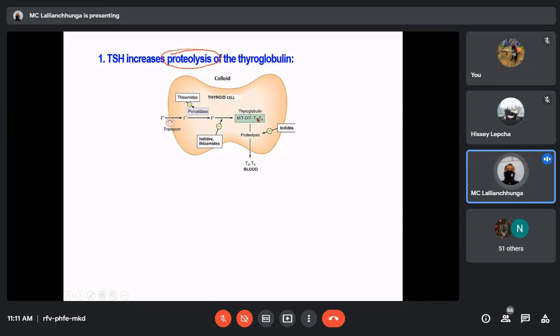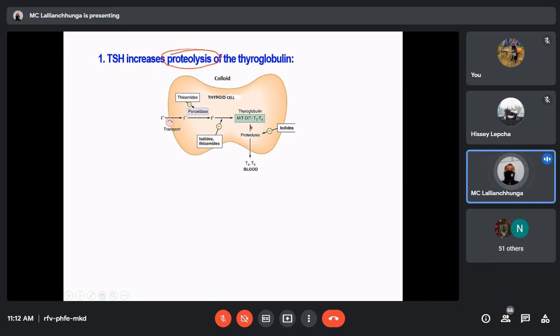Only T3 and T4 are the thyroid hormones. But MIT and DIT are also stored inside the thyroglobulin. We have already discussed in the last class how thyroid hormone is secreted. That means T3 and T4 must be separated from the thyroglobulin molecule, with the help of iodinase.